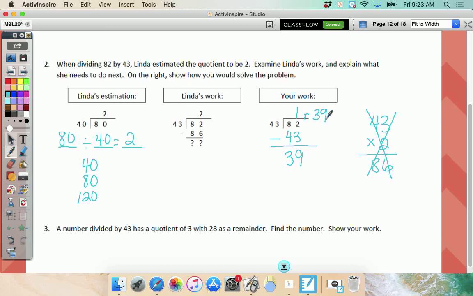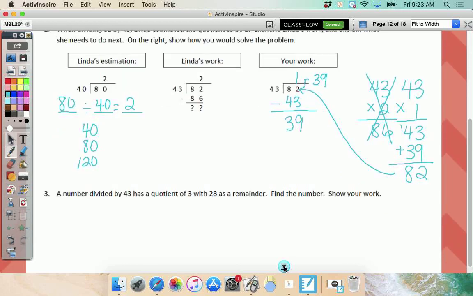That's a pretty big remainder, but is it okay? Yes. Yeah, as long as it's less than 43. So how do I check this problem? Check if 39 is smaller. 43 times 1 plus 39. And that should give me 82. Okay? All right, we're going to do the next 2, and then I'm going to let you work with a partner.